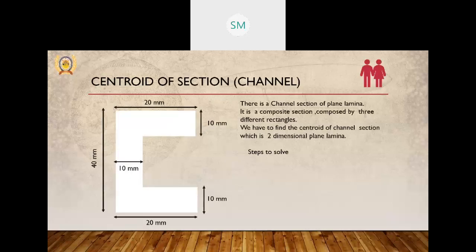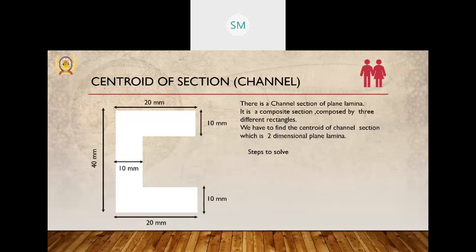Let us take an example of a channel section. Channel sections are used in steel structure construction, railway stations or industrial sheds, as a beam section, a column section or a strut section. So this is the cross-sectional area of a channel section. It is a C-type shape, like the alphabet C.